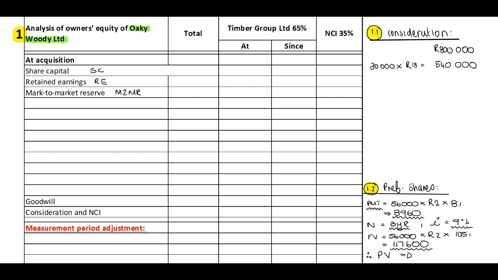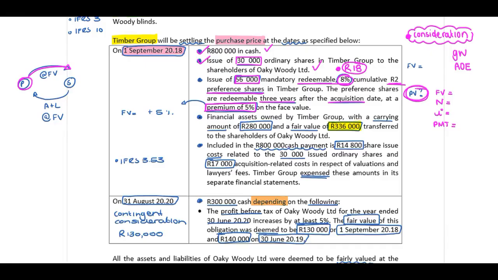Identify that I times this by 105%. Therefore, my present value will be 113,489. And this I need to add in terms of my consideration. Therefore, calculation 1.2, and I need to add 113,489. Right, now we are allowed to tick off this bullet point.